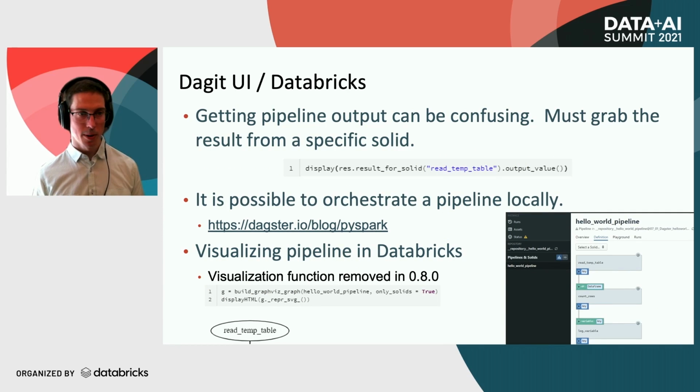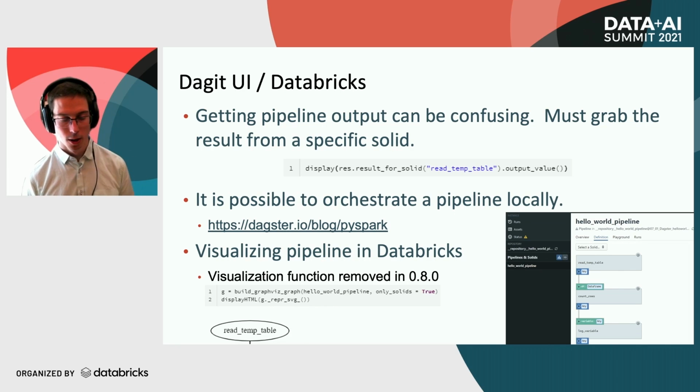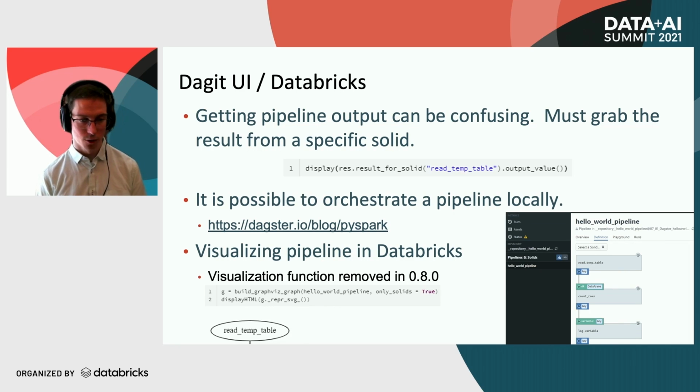So I feel I must talk about the Dagit UI and Databricks because these are also available. We touched on this display piece. That's how you actually get your results in Databricks. You can definitely orchestrate a pipeline locally. That blog post that there's the link for is fantastic. They talk about connecting to different PySpark environments like EMR and Databricks. You can do some great stuff there. The visualization function I mentioned that was removed in 0.8.0, you can go and copy that. That works just fine. If you're going to use it in Databricks, you need to do that fancy thing with display HTML and get the SVG, but that's the code snippet that you can use for that.